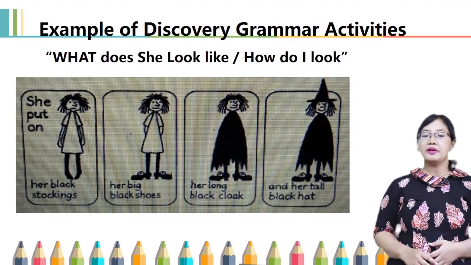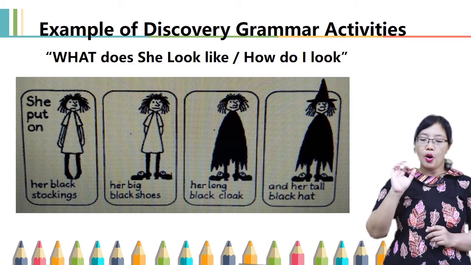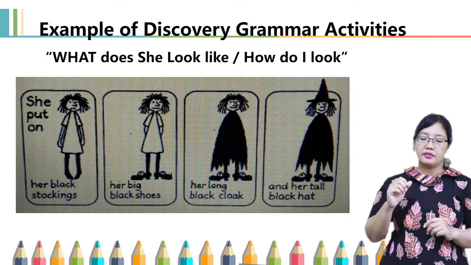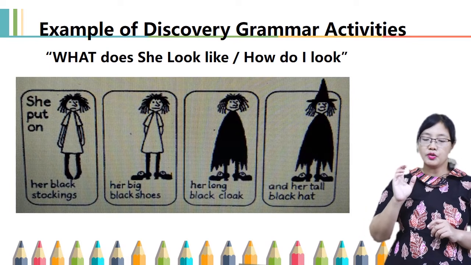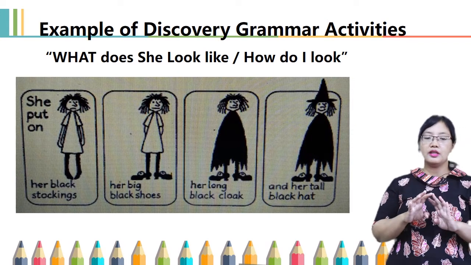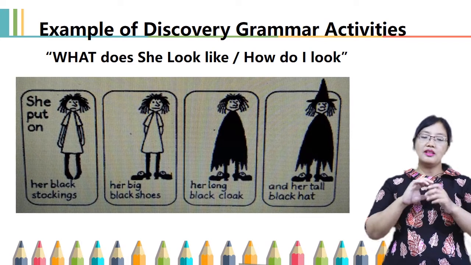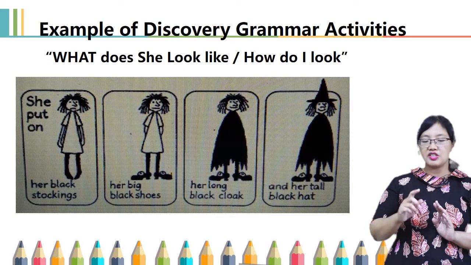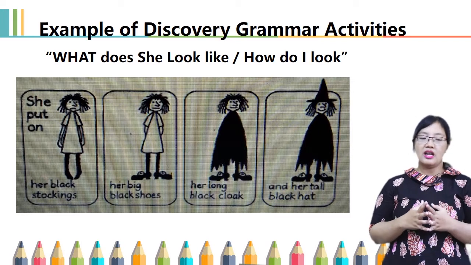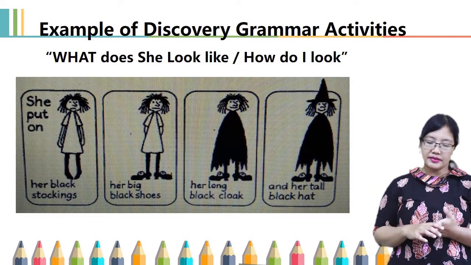The example of discovery grammatical activity, in here, is an example focusing on the word adjective. For example, color, here black, and then big, long, to learn about nouns. In here, we prepare 5 pictures that have different costumes and different accessories in each picture. Here, we can combine it when the teacher asks what does she look like.